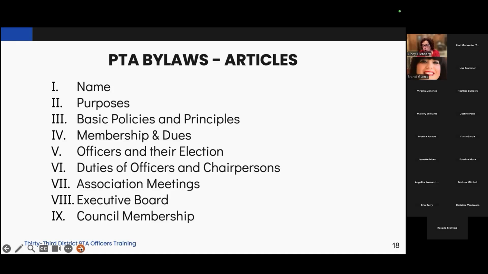Article 6 lists out what the duties of the officers and the chairs are, and they must be able to follow and abide by responsibilities, duties, and procedures as described in the toolkit. And the majority of that section lists out the process that must be followed, because we cannot just remove officers or chairs. There is a basic process that must be followed under the guidance of council or 33rd district, whichever is appropriate.